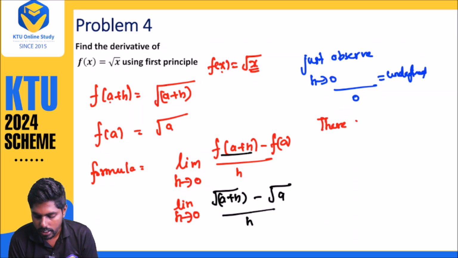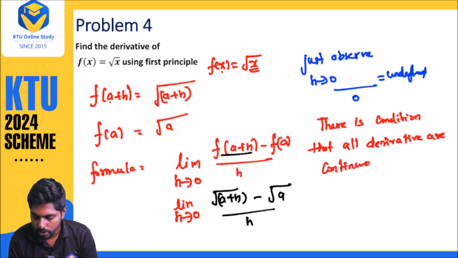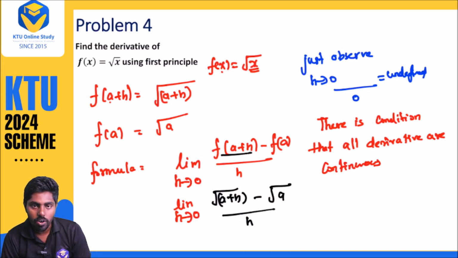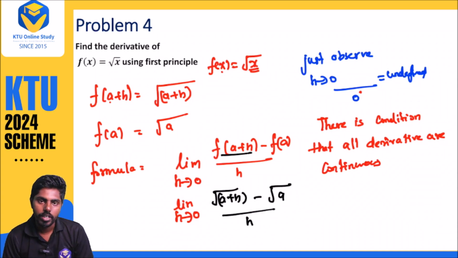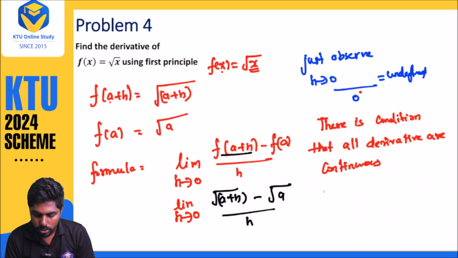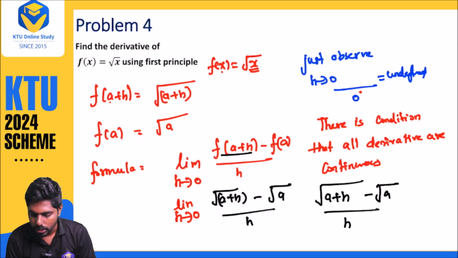So there is a condition that all derivatives are continuous. So this cannot be equal to undefined. So what can we do? In limits, when 0 is coming, we simplify. How can we simplify? By taking the conjugate value of root a plus h minus root a divided by h. So what is the conjugate value? We want to take the conjugate value of the numerator.